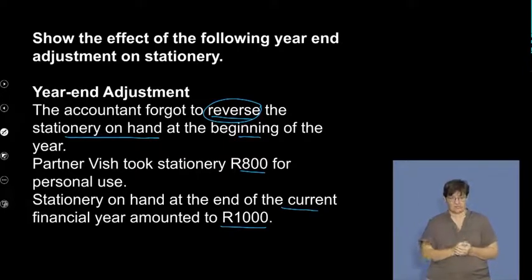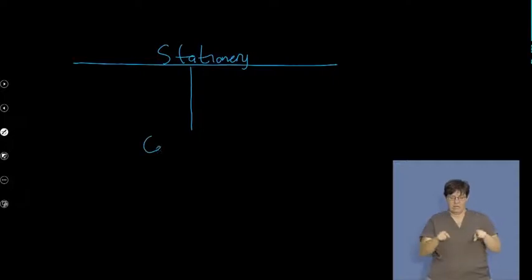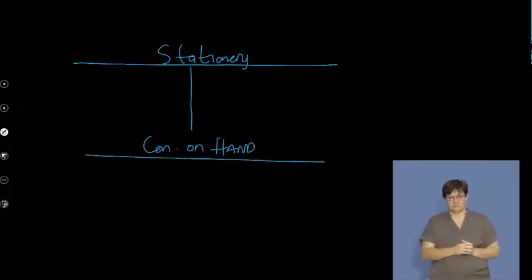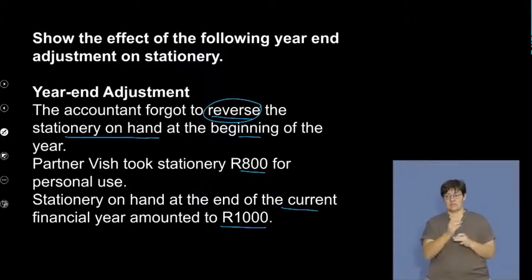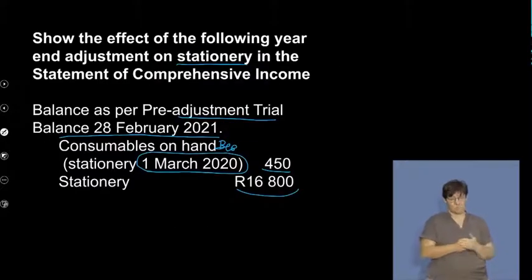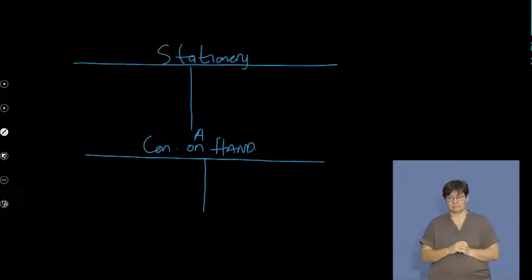Right, now in order for you guys to understand these adjustments in detail, I would prefer to draw up our ledger accounts, stationery, as well as an account for consumables on hand. So let's start by just bringing down the balances for each. So let's start with consumables on hand, obviously an asset. So at the beginning of the year, stationery on hand, not reversed, an amount of 450 Rand. So let's just take that through, right?